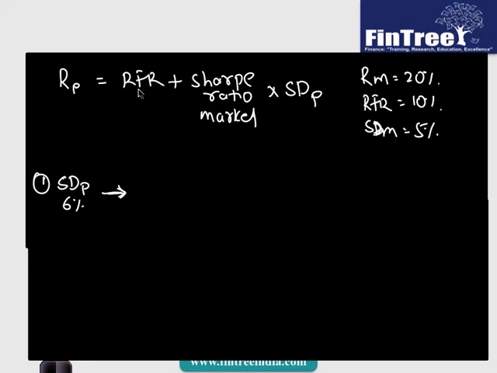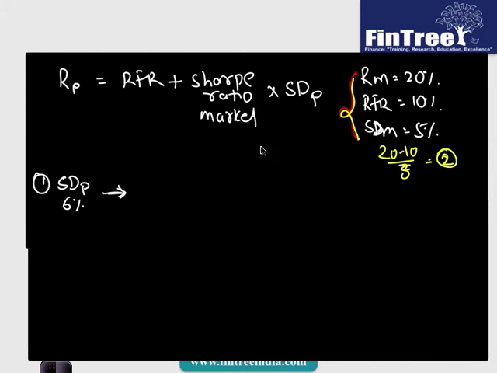Now one way is we can simply substitute this data in the equation. We can put in the RFR and Sharpe ratio, but an easier way of dealing with this question is to first calculate the Sharpe ratio of this particular market portfolio. So 20 minus 10 divided by 5, the Sharpe ratio of this portfolio is 2.